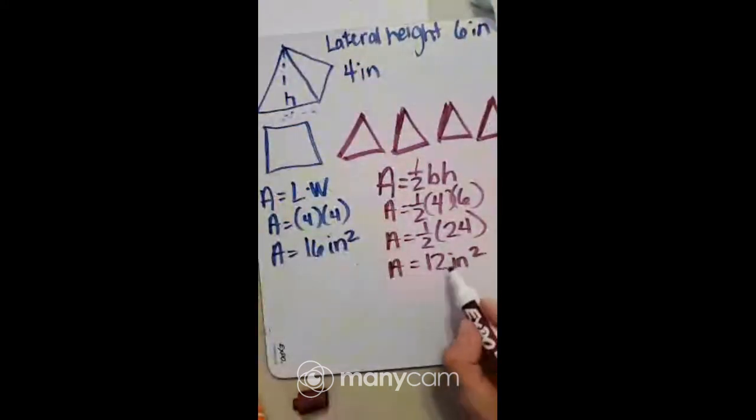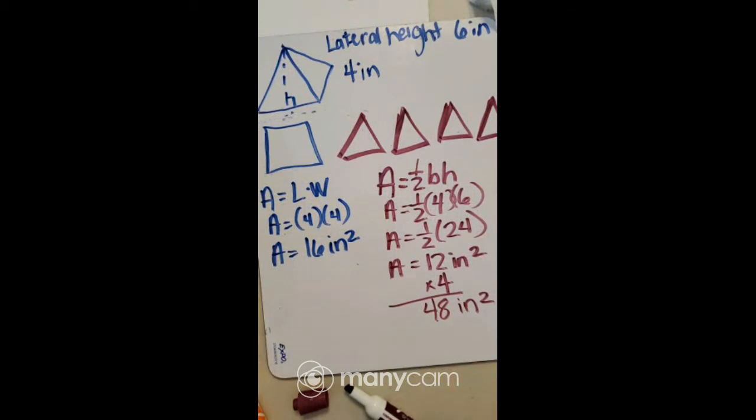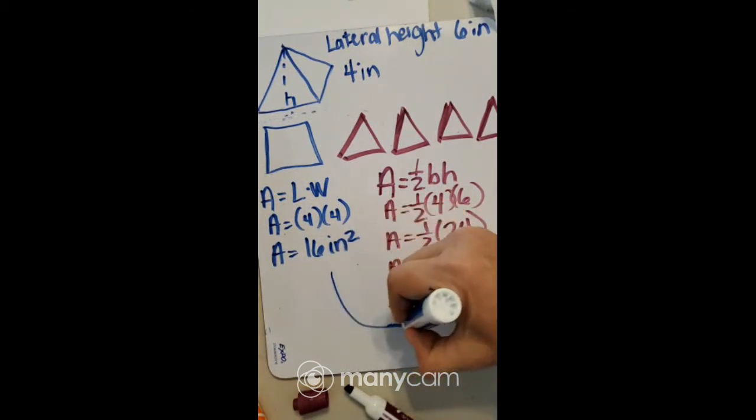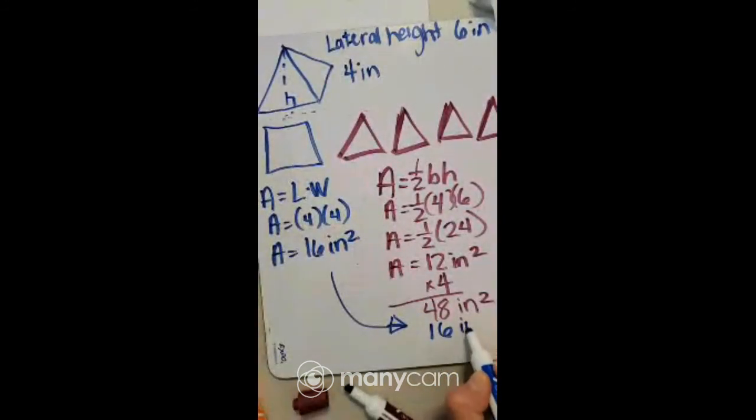Now, that's the area for one triangle. I need to multiply that times 4. 4 times 2 is 8, and 4 times 1 is 4. 48 inches squared is the area for all 4 of my triangles. I'm going to add my 16 inches squared for my base. And my grand total is going to be 64 inches squared.